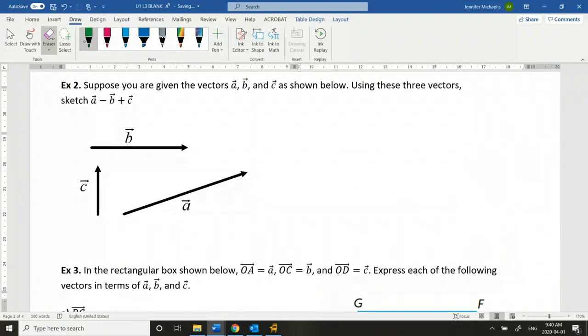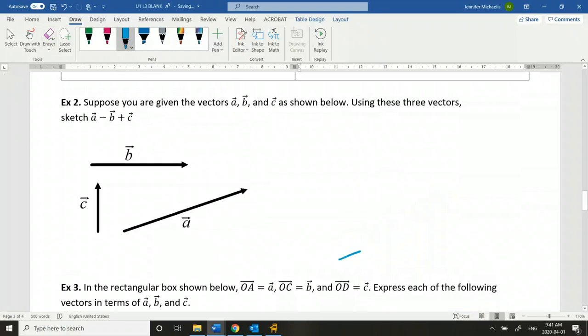Okay, so let's apply what we just talked about here. Suppose you're given vectors a, b, and c as shown below. Using these three vectors, we want to sketch a minus b plus c. So I'm going to work off of a here. Start with that. As best you can with a ruler, try to make this equivalent in direction and magnitude. Maybe I should angle this a little bit more. Okay, so there's our vector a. And then when I subtract b, I'm actually just going to do the opposite vector of b. So rather than going toward the right, it's going to be going toward the left.